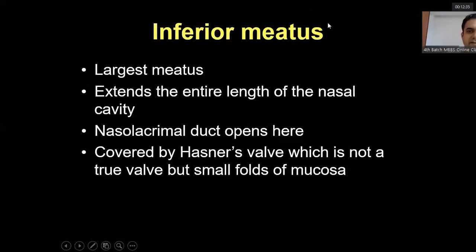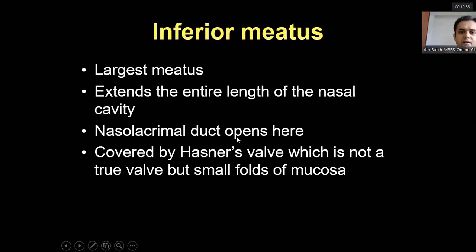Now the inferior meatus. It is the largest meatus, and it extends the entire length of the nasal cavity, that is from the anterior opening to the posterior opening. And this is a very important point: the nasolacrimal duct opens here.